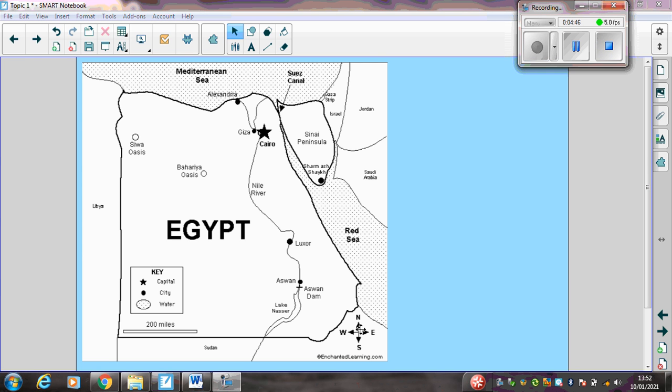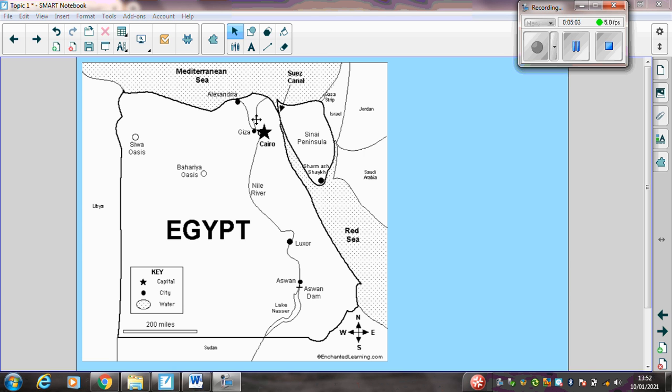So if we look here, this is Egypt. There's a little key down the bottom, so that will help us to understand a couple of the features, the physical features, as well as the human features of the country. So here there's a star, and that star tells us the capital. So the capital city of Egypt is actually Cairo.